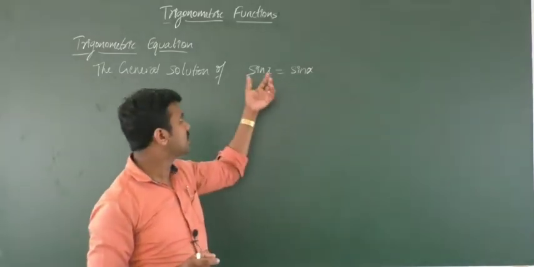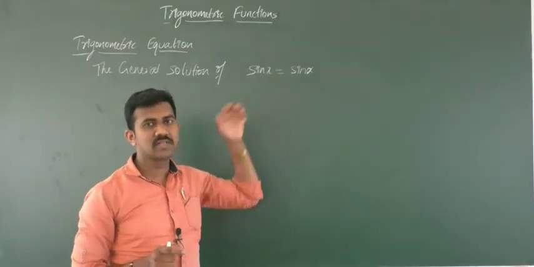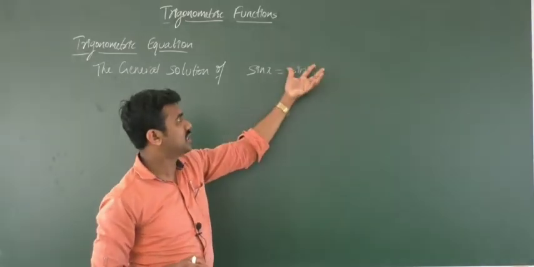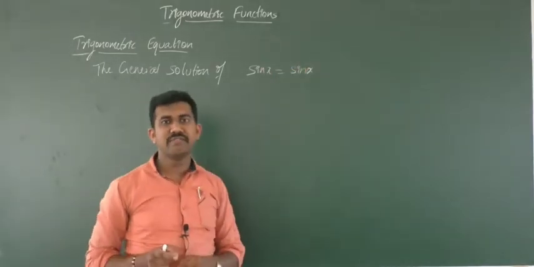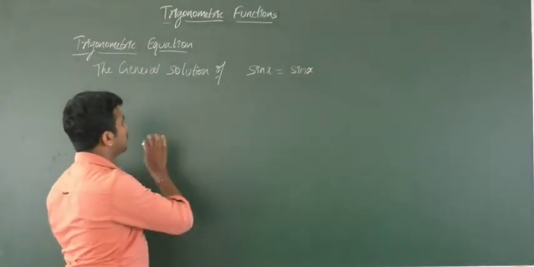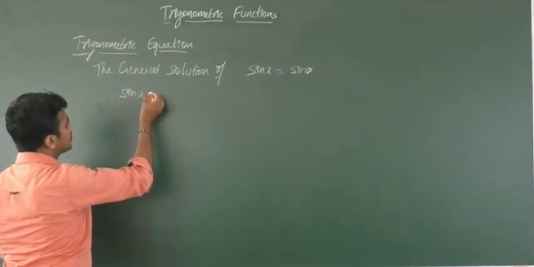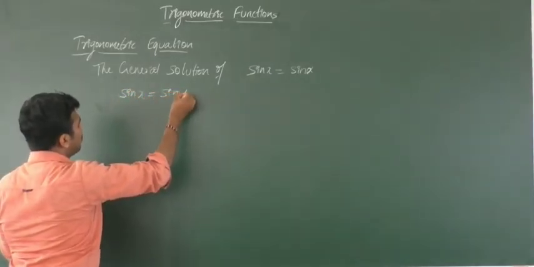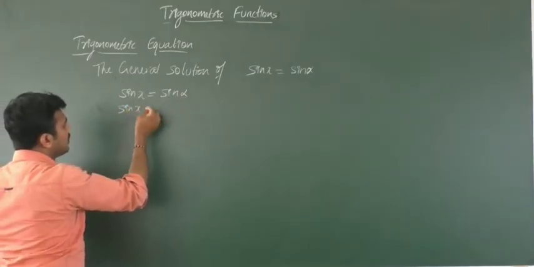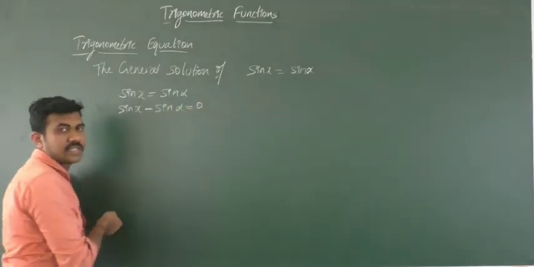Now, what is the general solution of the trigonometric equation of the form sin x is equal to sin alpha? Alpha is some value, this is a constant. The x value, the solution, we need to find here. So how to find? To find this, first we'll consider the given equation sin x is equal to sin alpha, and after that we'll bring sin alpha to the left hand side, then the right side becomes 0.